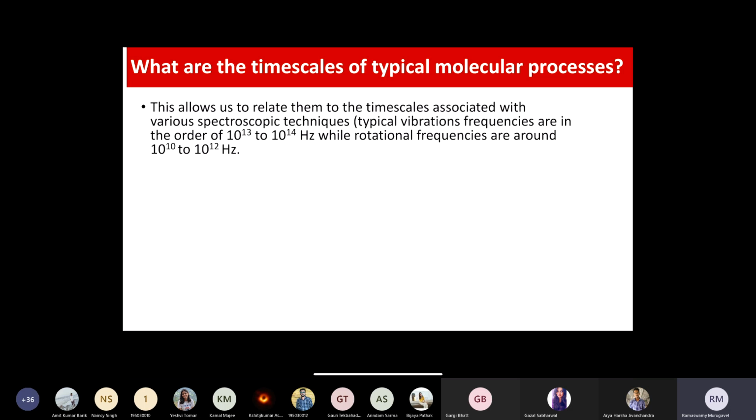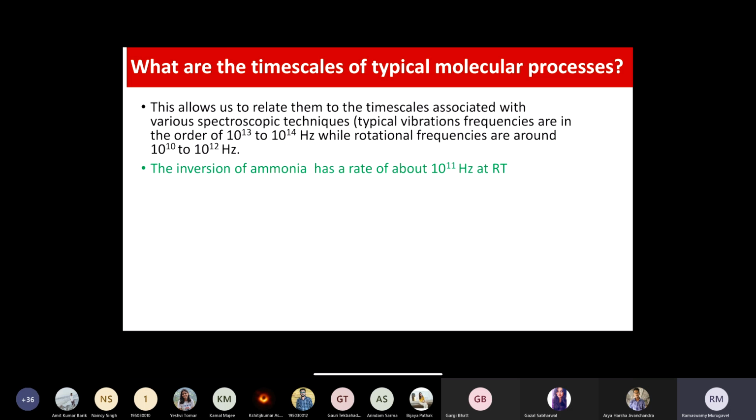So the vibrational frequencies are in the order of 10^13 to 10^14 hertz, while the rotational frequencies are around the order of 10^10 to 10^12 hertz. Essentially, rotational plus vibrational spectroscopy scans this space between 10^10 and 10^14 hertz. This is what vibrational and rotational spectroscopy can have time scales for in their processes. But let us look at some chemical problems.